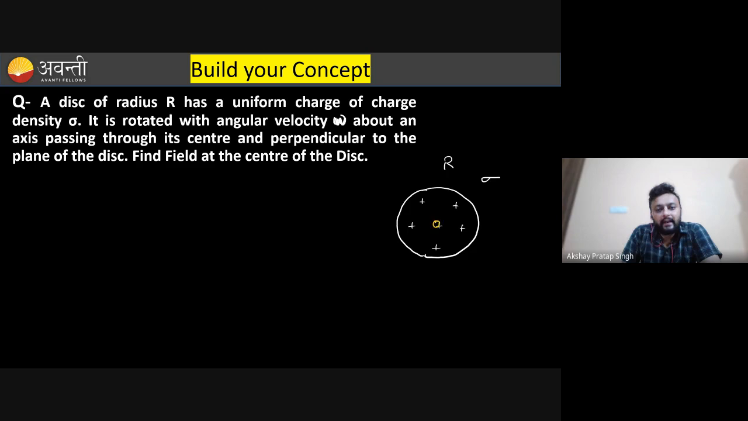So there is an axis which is perpendicular to its plane like this. Now this disk is being rotated with some angular velocity omega. Find the field at the center of the disk.